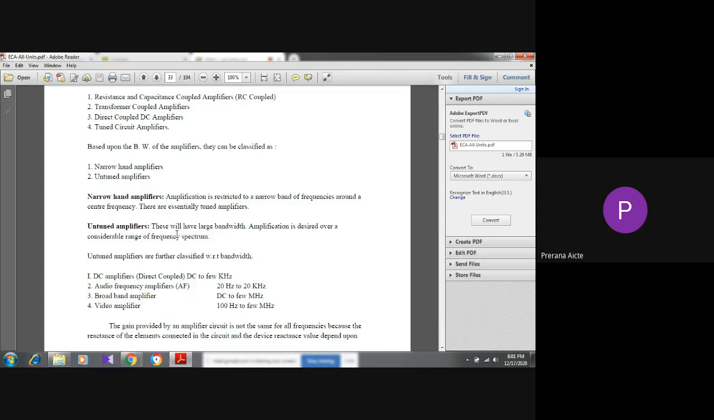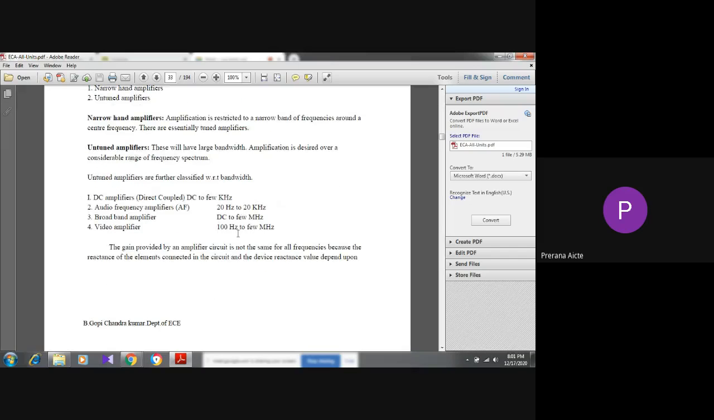Here we have four amplifiers. The first one is the DC amplifier, which means direct coupled amplifier, and the frequency range is DC to a few kilohertz. DC obviously means no frequency, that is 0 hertz. Next, the audio frequency amplifier, with a range of 20 hertz to 20 kilohertz. Next, the broadband amplifier, with a range of AC to a few megahertz, and the video amplifier, whose frequency range is 100 hertz to a few megahertz.